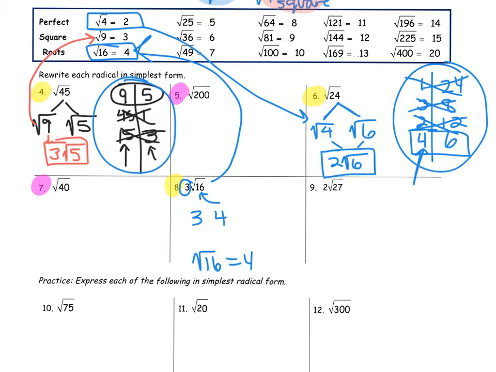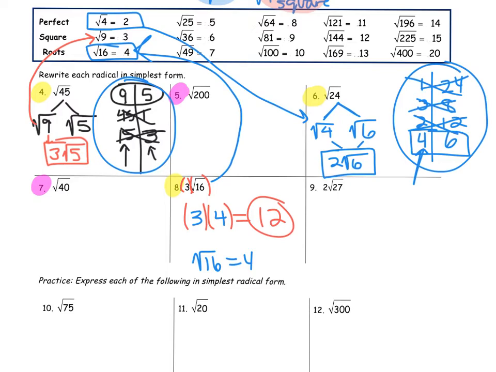Now the operation between these two numbers here is multiplication. Really, these are being multiplied. So I'm going to put parentheses. The operation between the number in front of the radical and the actual radical number, they're being multiplied. So my answer here is just 12.